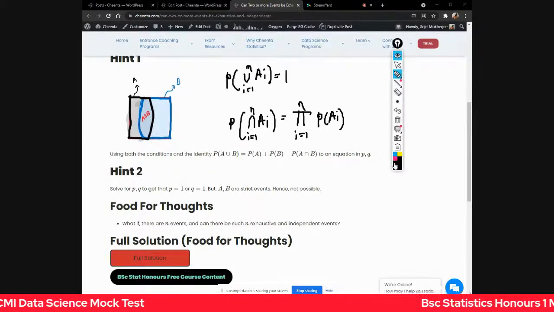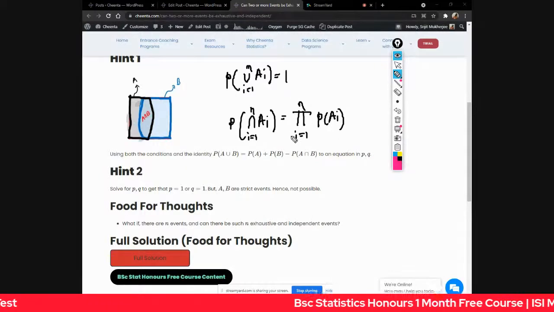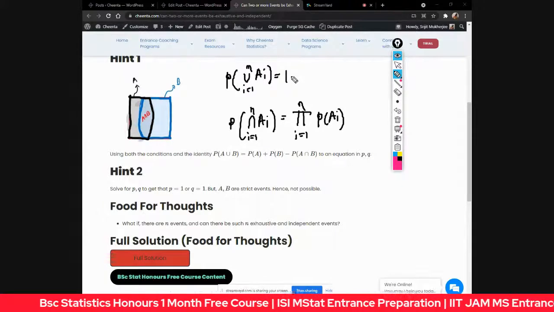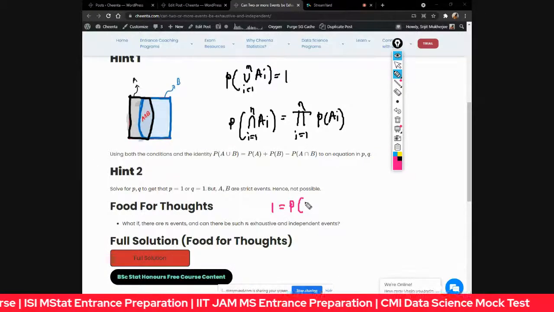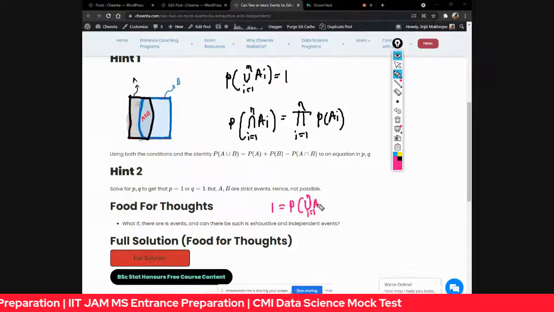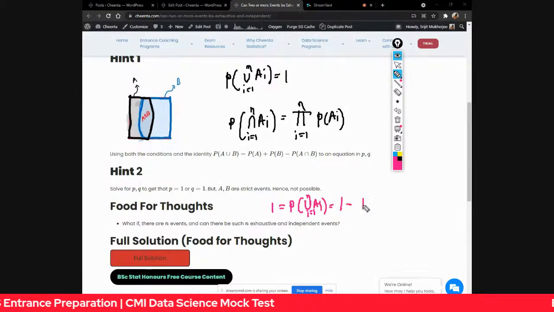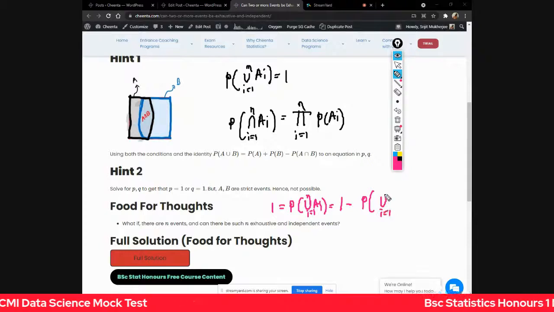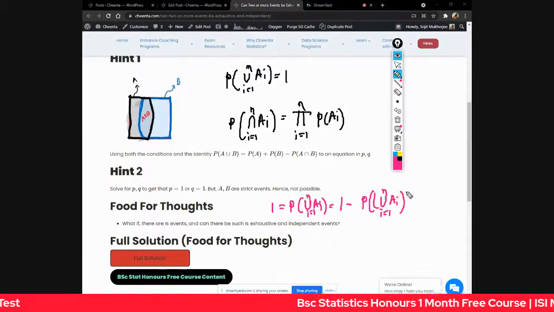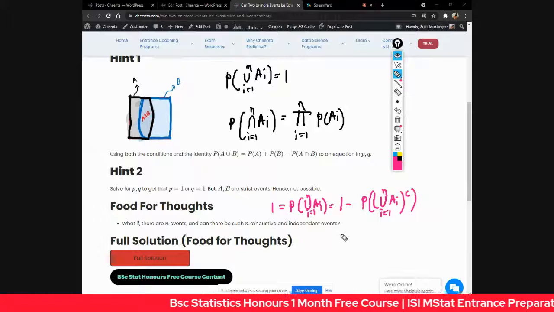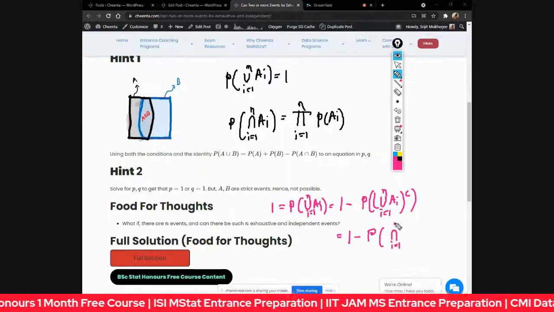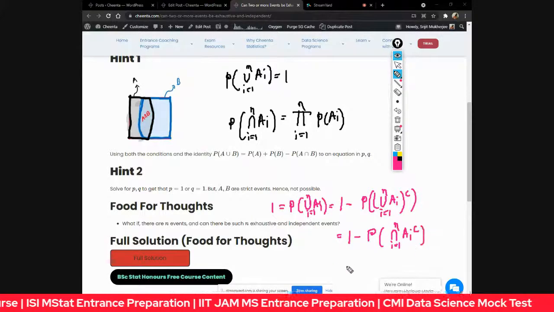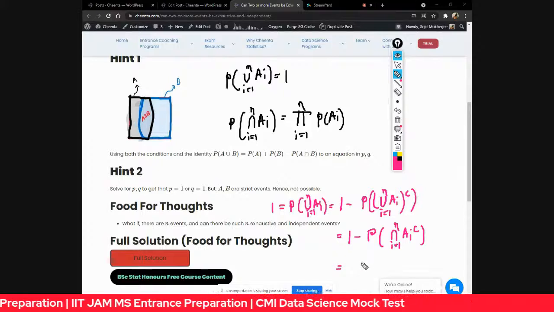Now let's try to understand: can we change the union to an intersection? Yes, we can do that by De Morgan's law. So let's try it out, guys. We get that 1 is equal to the probability of this, which is actually equal to 1 minus the probability of the union of the n complements. By De Morgan's law, this is 1 minus the probability of the intersection of 1 to n of Ai complement. And from here, the Ai's are independent, so therefore the Ai complements are also independent.